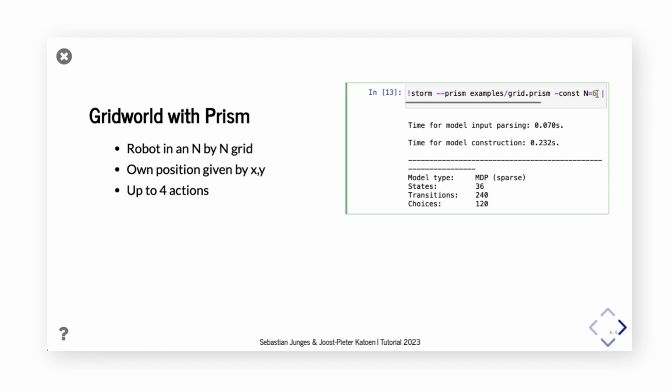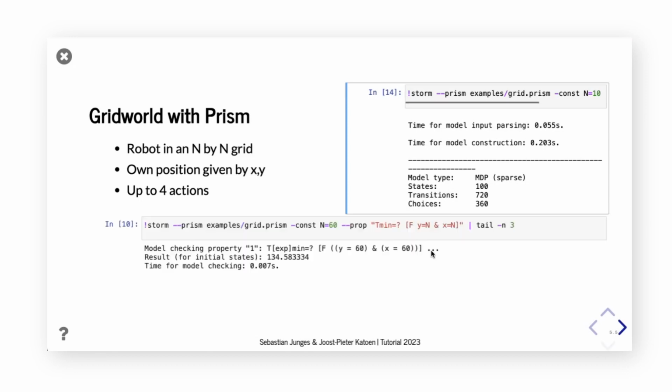If you want to understand this, 6 makes sense, right? 6 times 6 is 36 states. So indeed, if I now change n maybe to 10, then you get 100 states. I invite you to try this with bigger values. I will also do that later in this session, if time permits. But this is how you can now use this Prism grid.